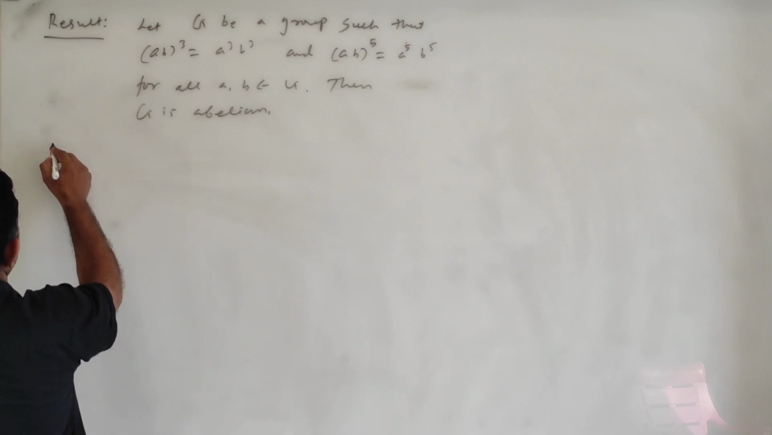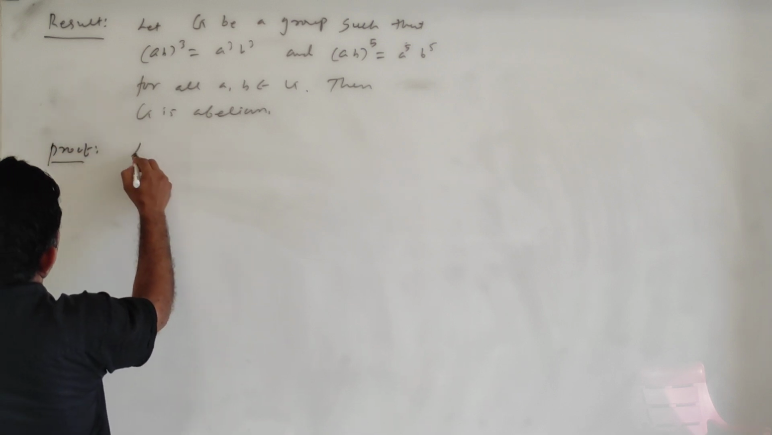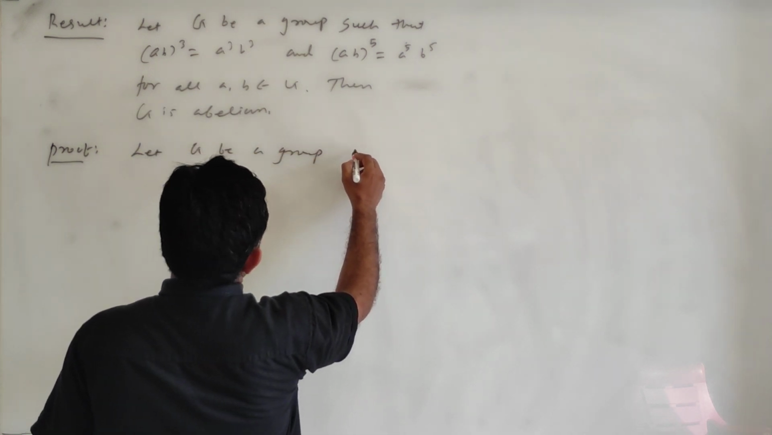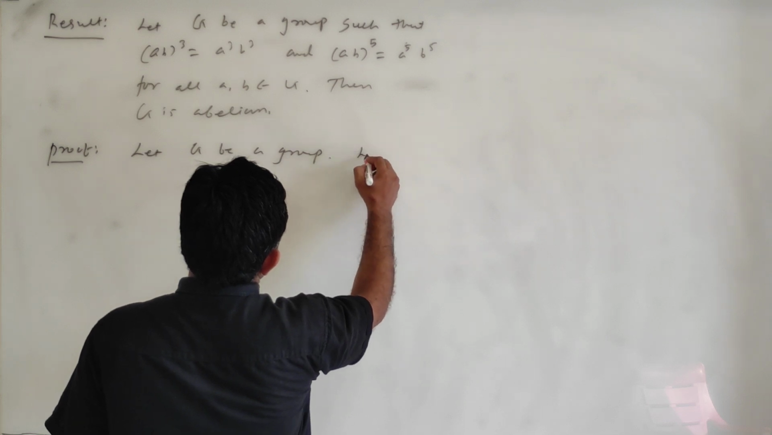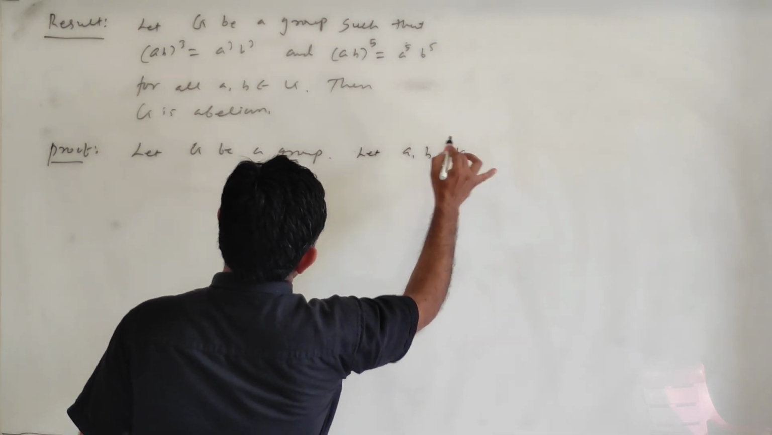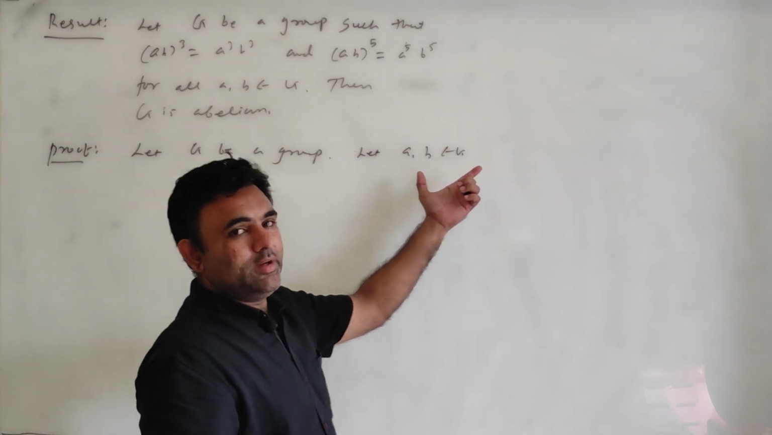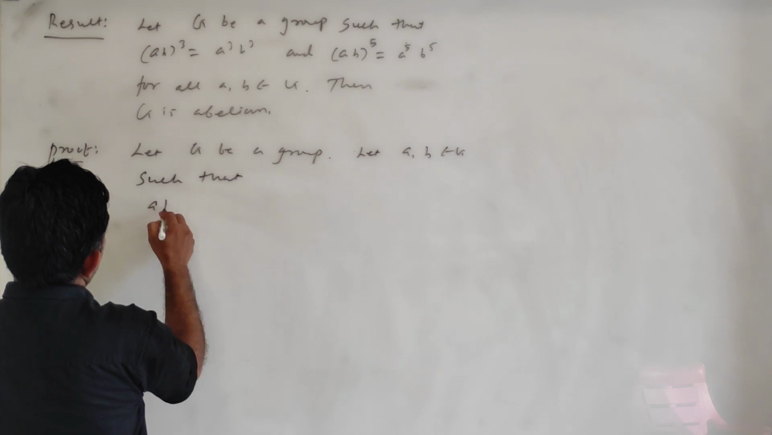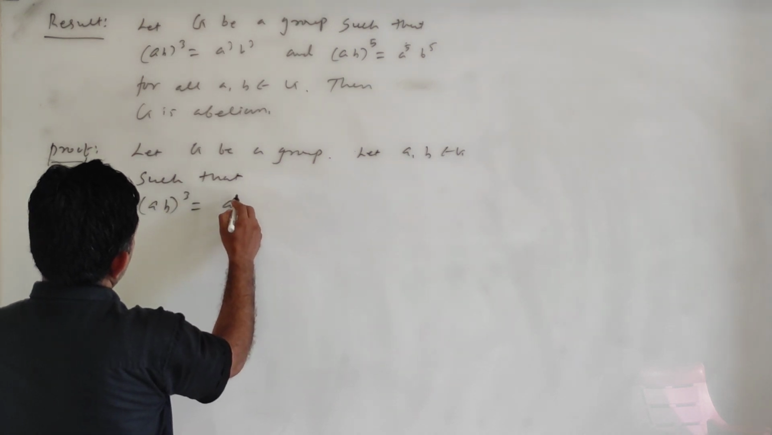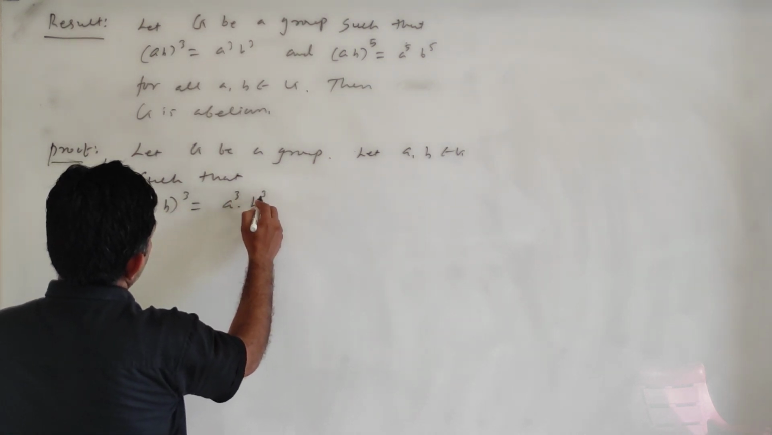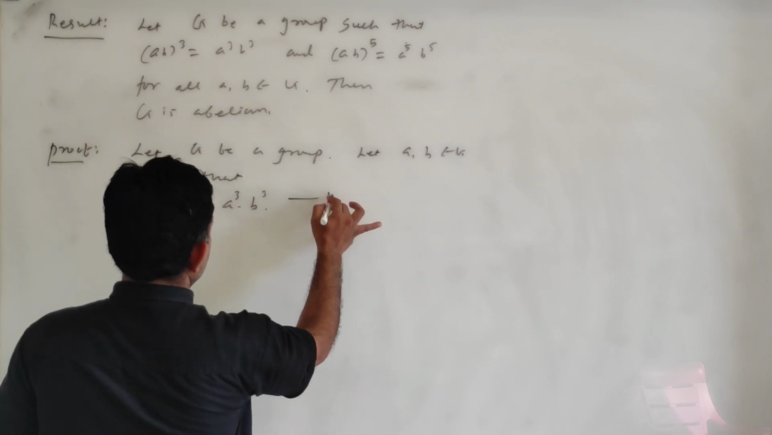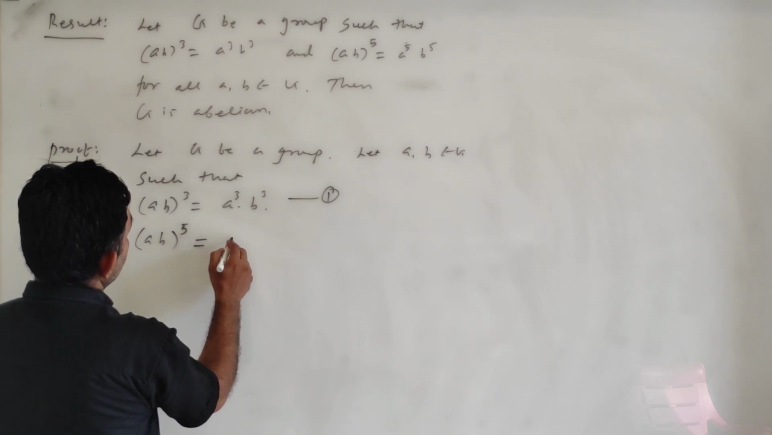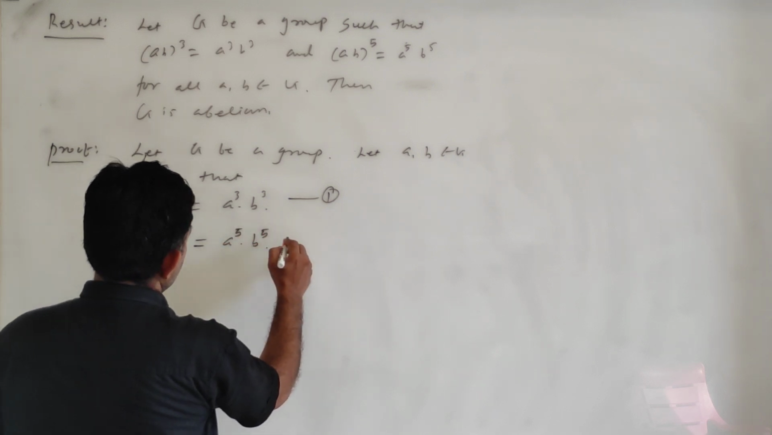So proof. Let G be a group, let A, B belong to G. You take any two elements in G such that (AB) cube is equal to A cube into B cube, so result number 1, and (AB) raised to 5 is equal to A raised to 5 B raised to 5, result number 2.